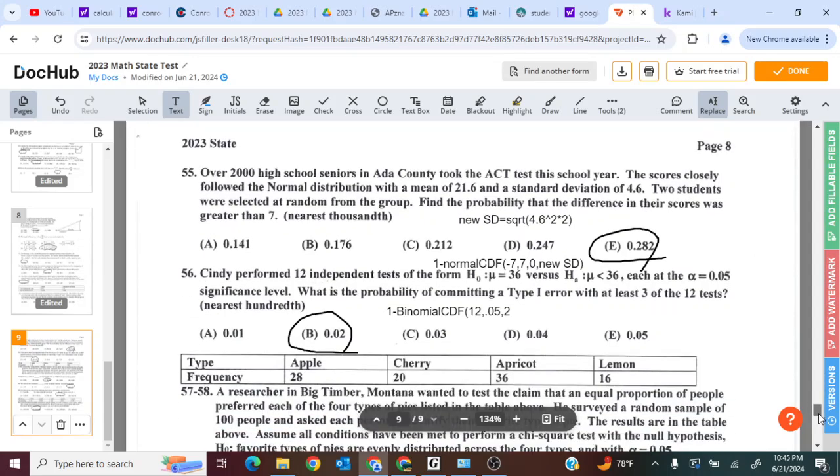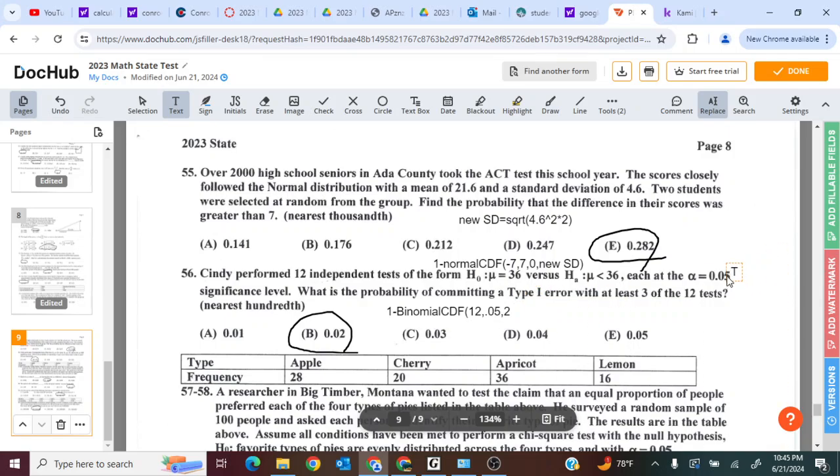56, and Cindy performed an independent test, each at 0.05 significance level. What's the probability of committing a type 1 error with at least 3 of 12? A type 1 error is when you falsely claim that the test is significant, or test proves something when it doesn't.